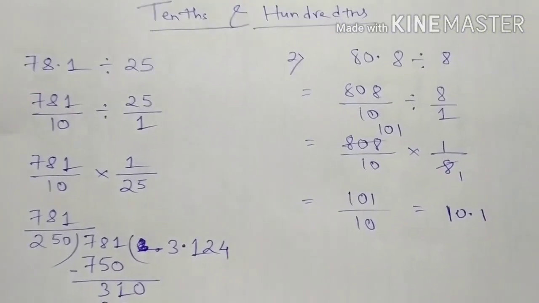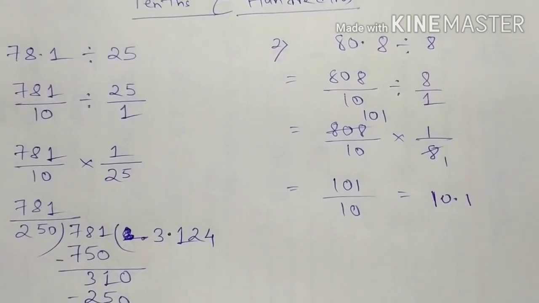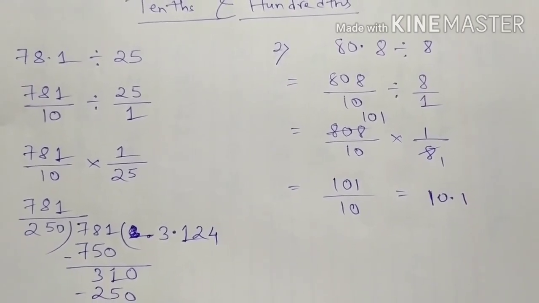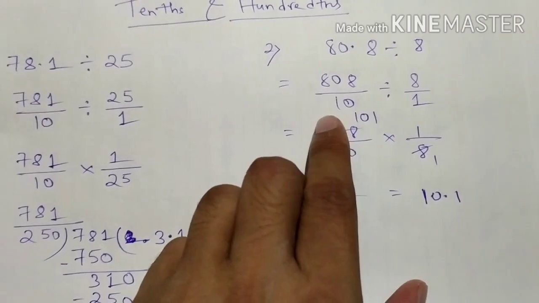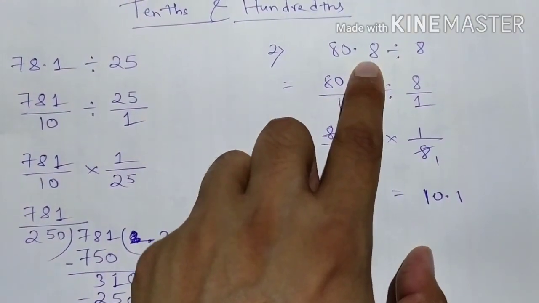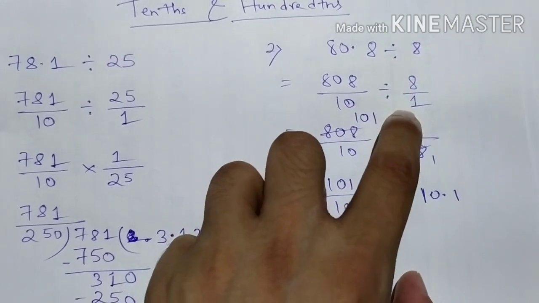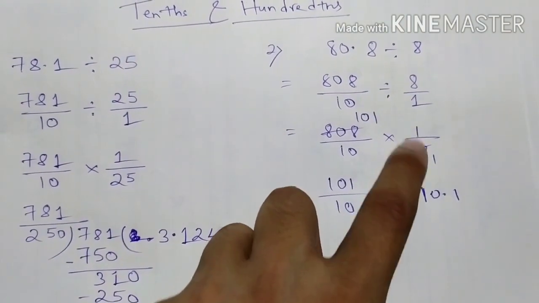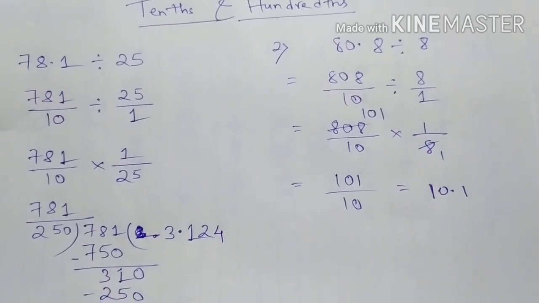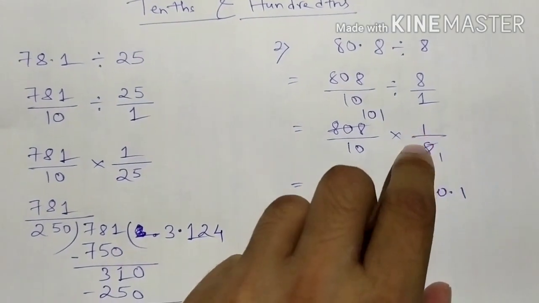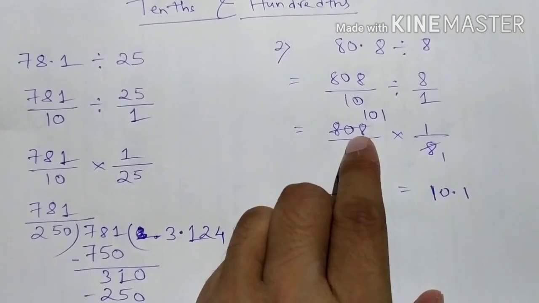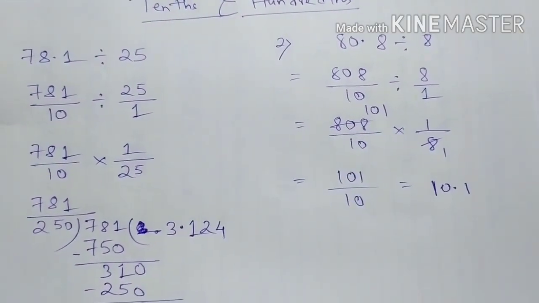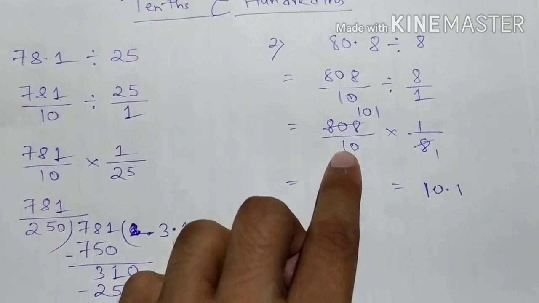Now the next question, this one. 80.8 divide 8. Again the same procedure. So 808 by 10. Why is it coming by 10? Because after point there is only one digit, so by 10, and divide 8 by 1. So 808 by 10 into 1 by 8. This is the reciprocal. Now here the cancellation is possible. 8 ones are 8, and 8 if you divide, this one will come 101. So your answer is coming 101 by 10.